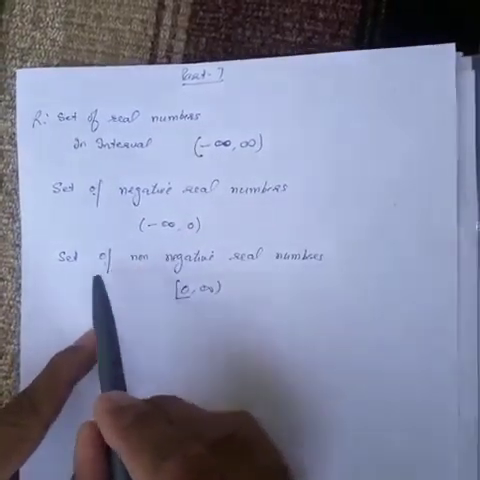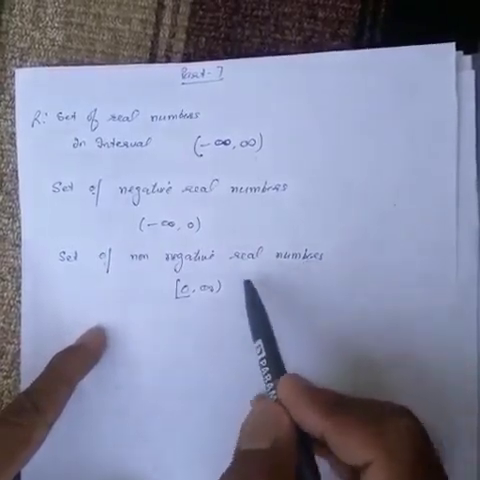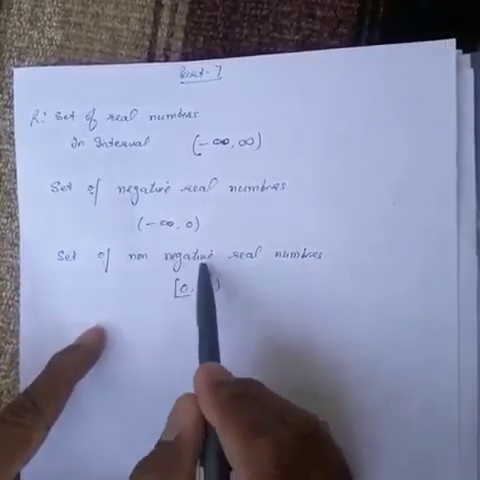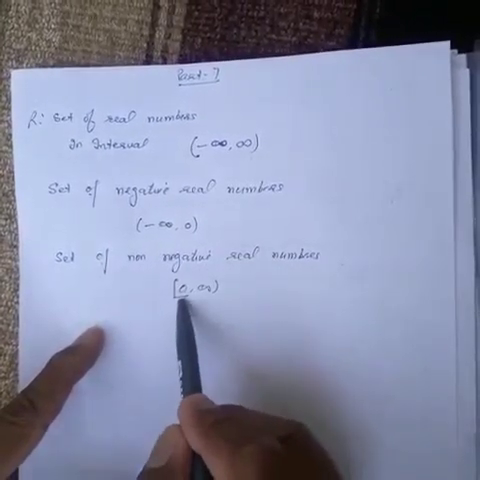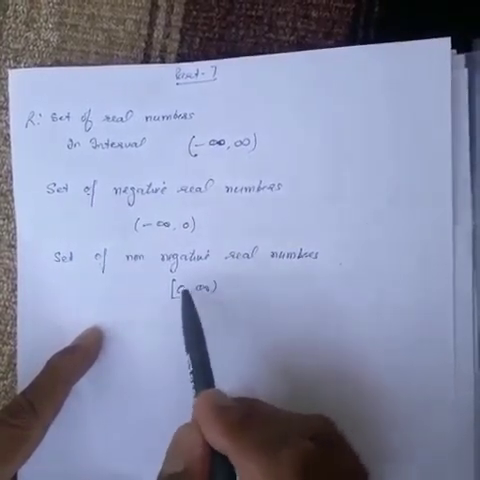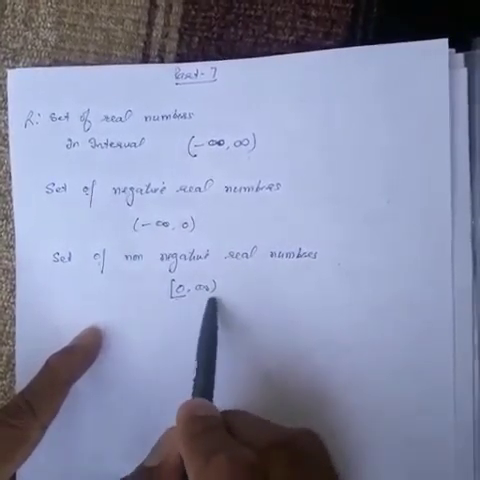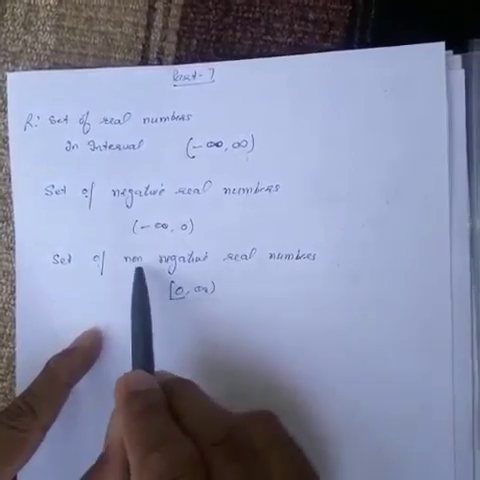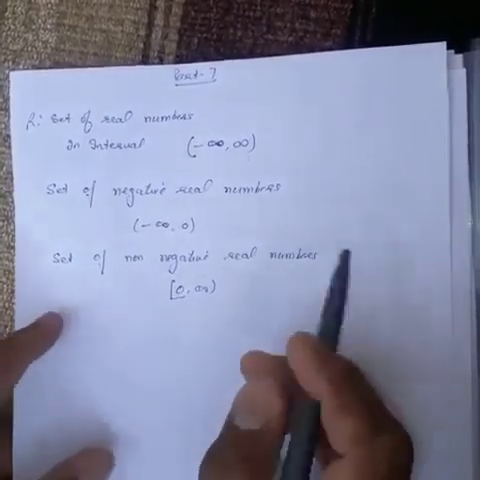Similarly, the set of non-negative real numbers may be written like this: closed at 0 and open at infinity. So this is the interval form of the set of non-negative real numbers.